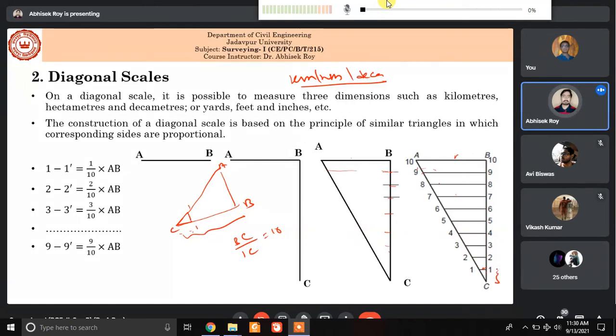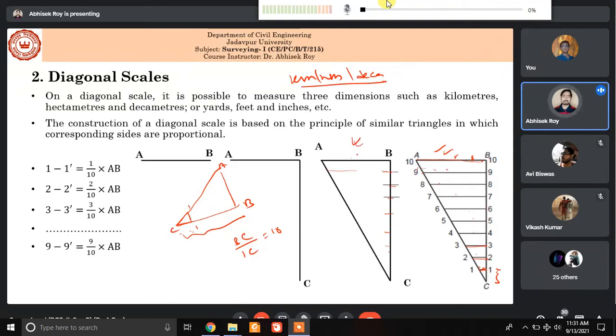So obviously 1C will be 1 by 10th part of BC. Similarly, this 1 1 will also be 1/10 of AB. Is that clear? Similarly, 2 2 will be 2 by 10th part of AB. Similarly, 3 3 is also 3 by 10th part of AB by the principle of similar triangles. Similarly, 9 9 dash is also 9 by 10th part of AB. So if you have to measure a particular 1/10th distance of AB, you will just plot the perpendicular and this distance will be 1/10. So basically, the diagonal scale is based on this principle.